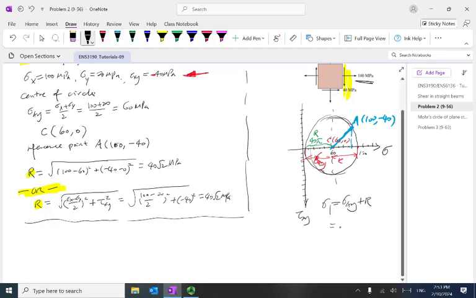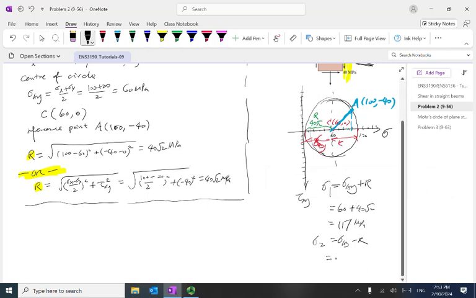So that's equal to 60 plus 40 square root 2, so roughly 170 megapascal. Sigma 2 is equal to sigma average minus R, so roughly 60 minus 40 root 2, equal to 3.43 megapascal. Clear?